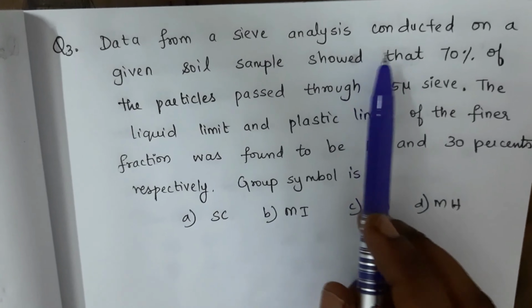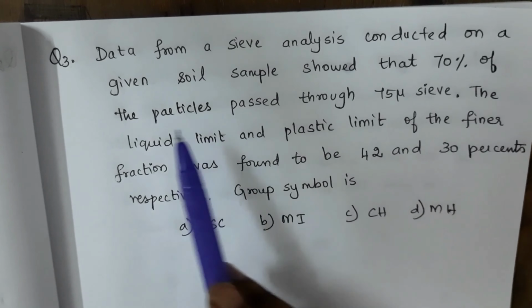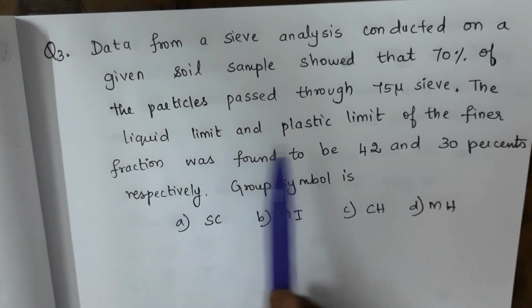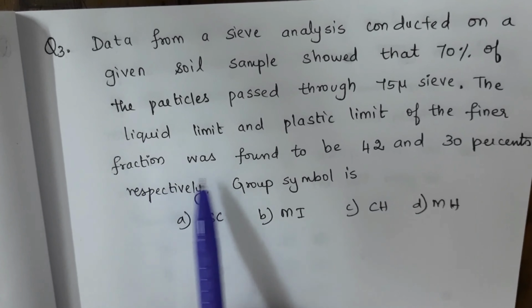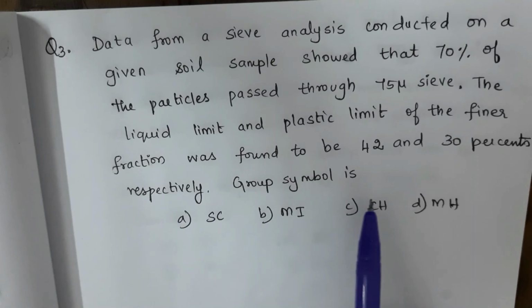Data from a sieve analysis conducted on a given soil sample showed that 70% of the particles passed through the 75 micron sieve. The liquid limit and plastic limit of the finer fraction was found to be 42 and 30% respectively. The group symbol is.